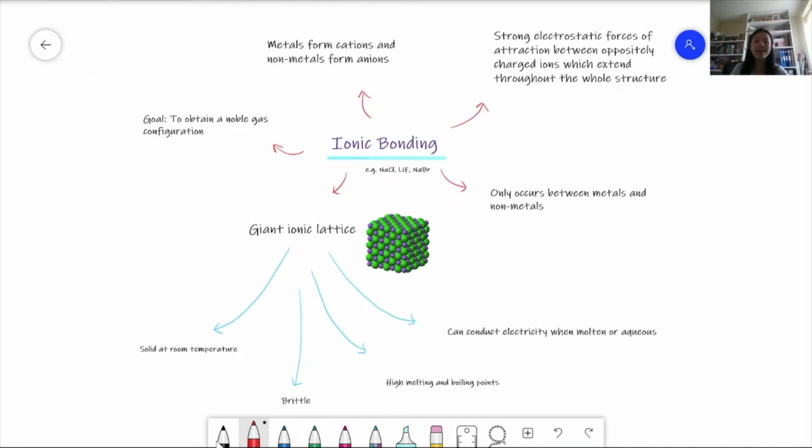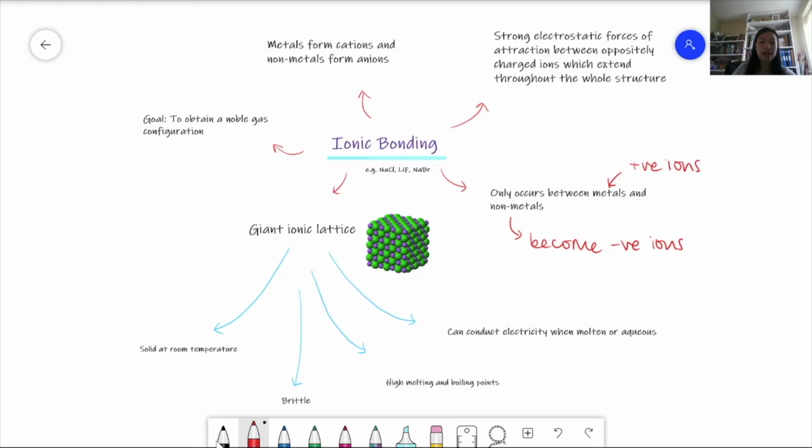Now we're going to look at what happens in ionic bonding. First of all, ionic bonding only occurs between metals and non-metals, and that's because electrons are transferred. Electrons are transferred from metals to non-metals. So metals form cations, so they become positive, and non-metals become negative ions.